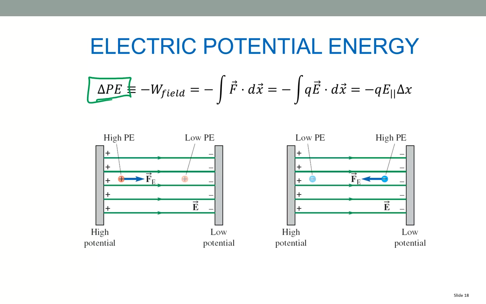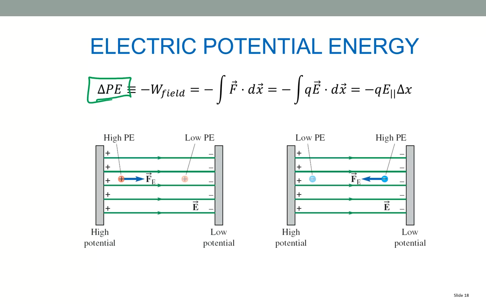And if you have a uniform electric field, such as this very special case, then it turns out that the change of potential energy is minus the charge times the electric field parallel to the change in position. And of course, you can all point to the student who's going to be doing more things than you in this regard.